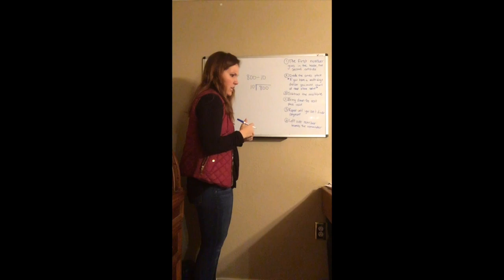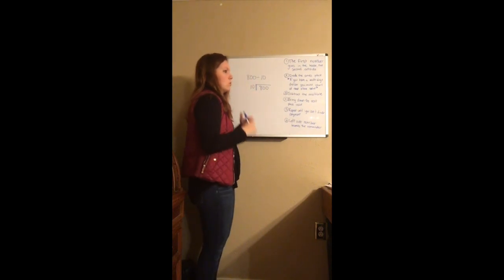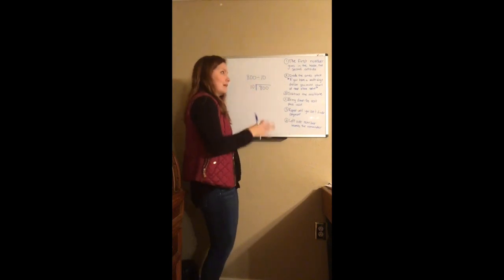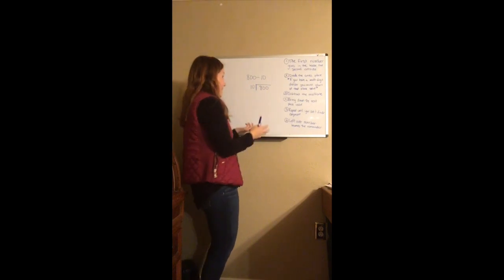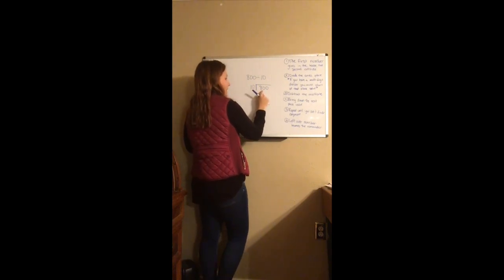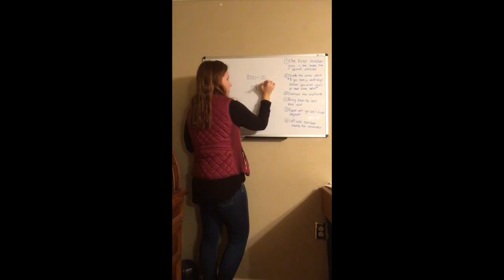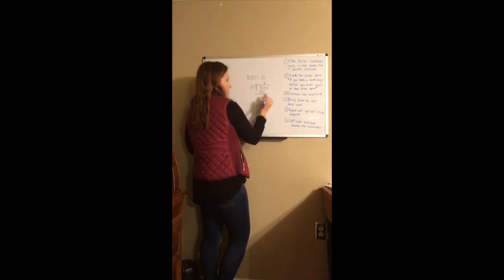Well, if we sit there and we thought, okay, 10 times 2 is 20, times 3 is 30, times 5 is 50, times 8 is 80. So 10 times 8 will give you 80. So I'm going to put the 8 up here. So 10 times 8 is 80. Just subtract that. Give me 0.